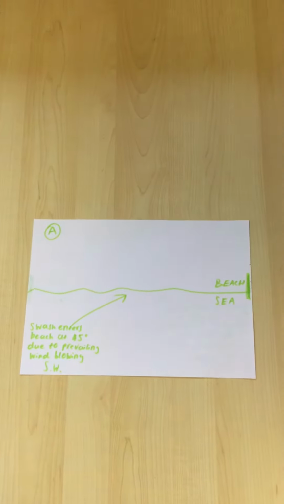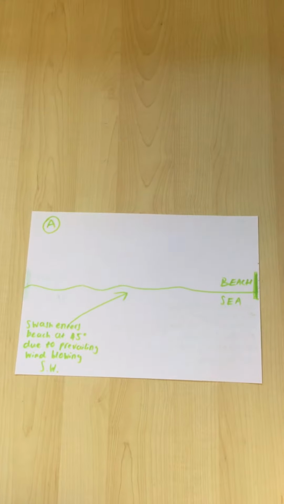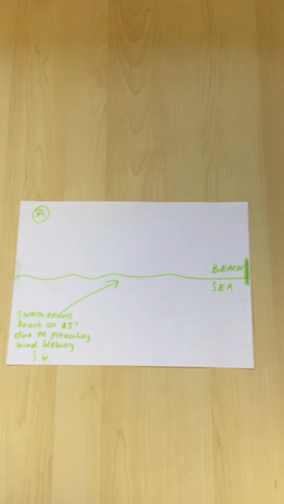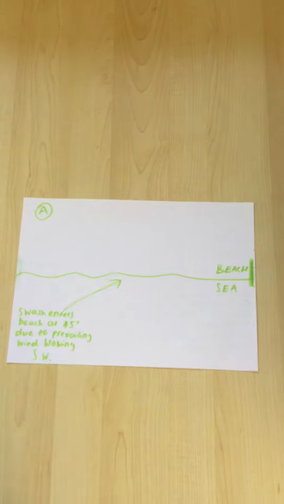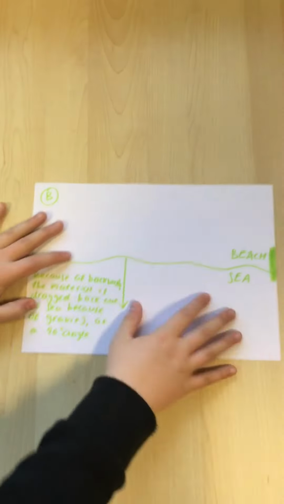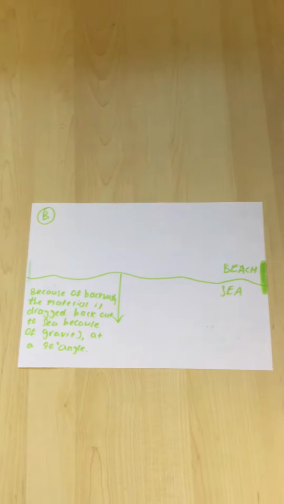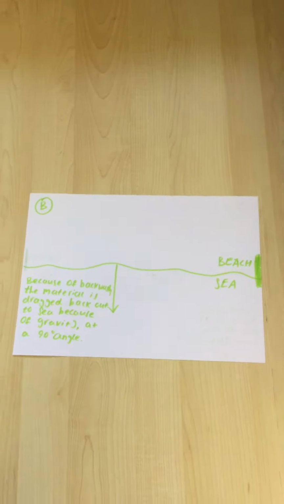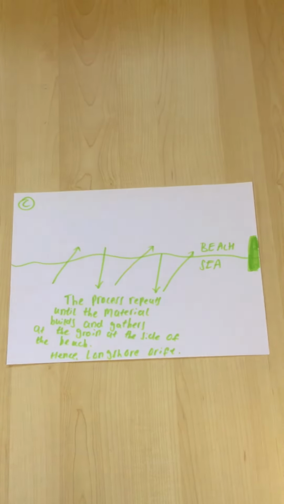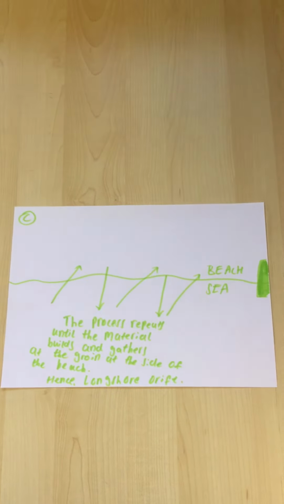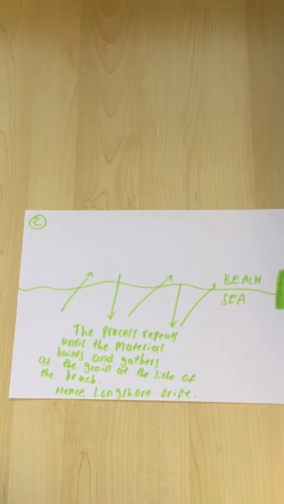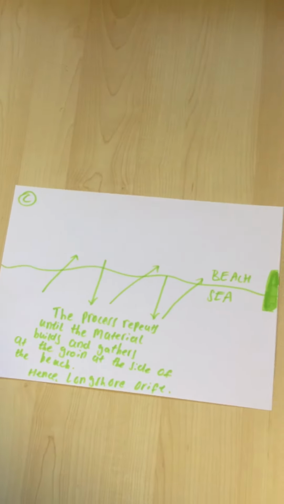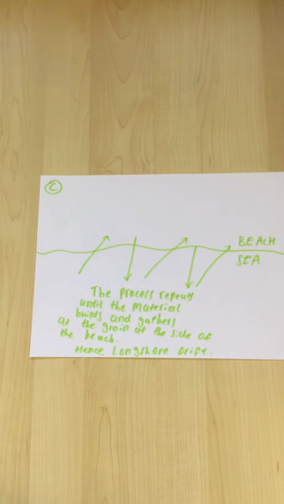Swash enters the beach at 45 degrees due to the prevailing wind. The southwest prevailing wind pushes the material onto the beach. Backwash drags the material back out to sea at a 90-degree angle due to gravity. This process continues until it reaches the groin at the side of the beach and material builds up there. All the time the material is heading east along the beach. This is the process of longshore drift.